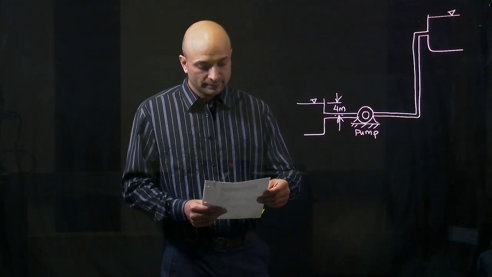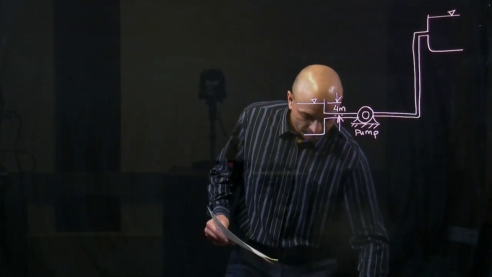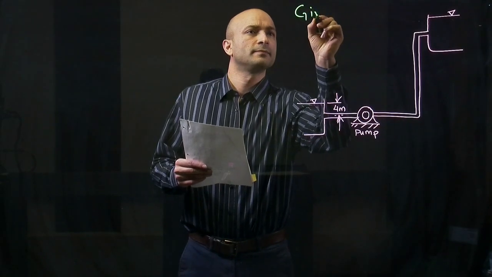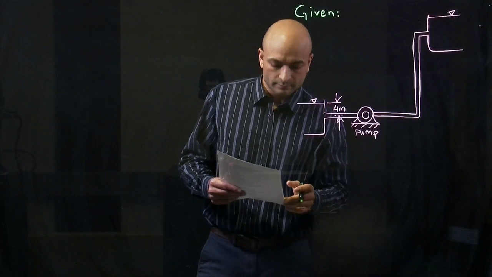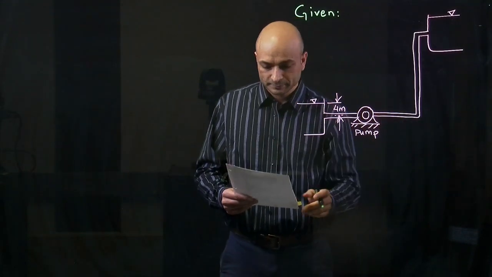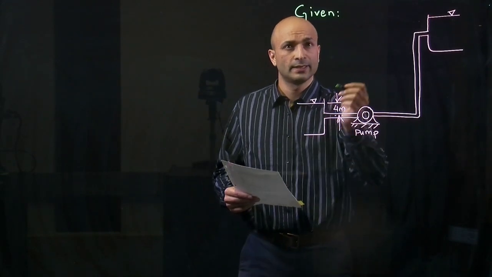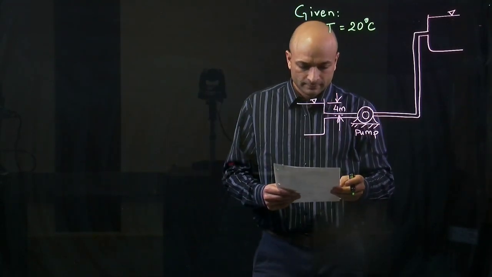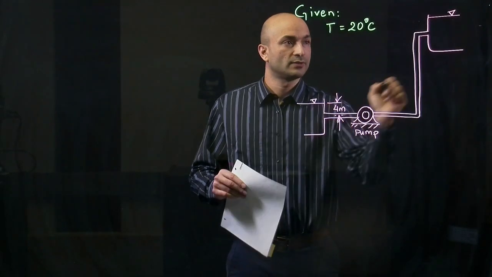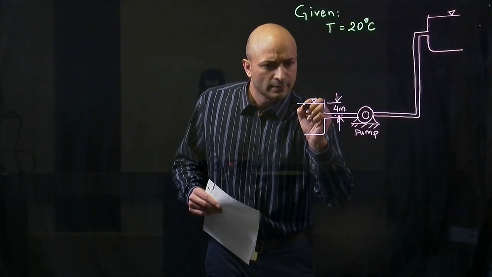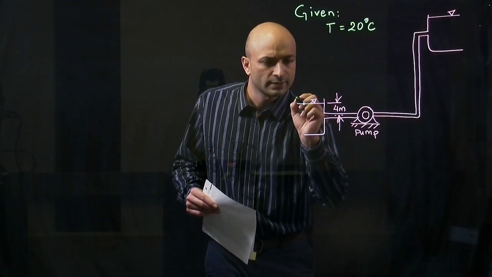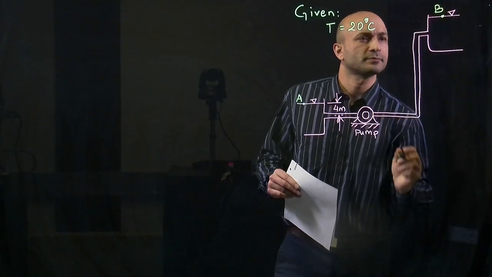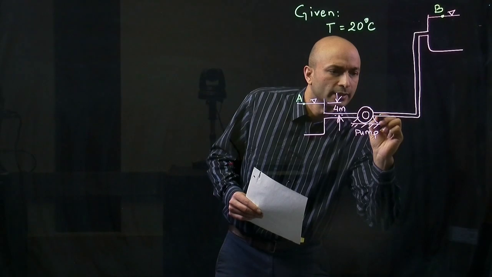A pump is installed in a 200-meter pipeline. So let's start with the given. The total length is 100 meters, to lift water at 20 degrees centigrade, so the temperature is 20 degrees centigrade, from reservoir A to reservoir B. Instead of picking any point, let's pick a point at the surface, call that A, and pick a point in the upper reservoir, call it B. So we'll want the water going in this direction.